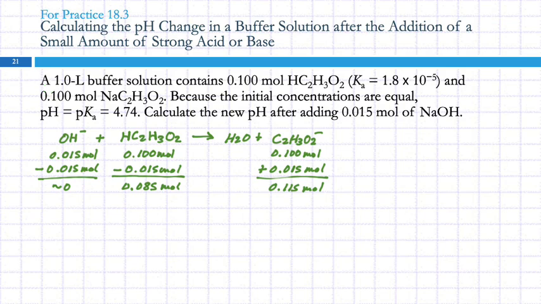This is 1 liter of buffer. So if we divide this by 1 liter, we get 0.115 molar. So the molar amounts are the same as the molarity in this example. And 0.085 molar. This is the acid, right? And this is the base.